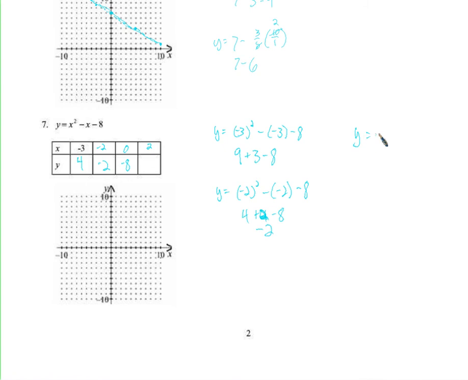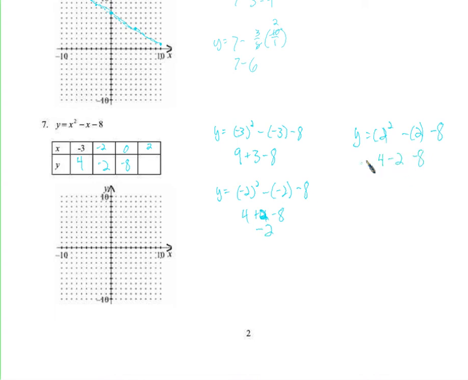And we'll do positive 2. 2 squared minus 2 minus 8. Now, I could put parentheses here. It's just from my experience, I've done this about 80 billion times, and I know that whether I put parentheses around this 2 or not, it's not going to make a difference. I'm going to be squaring positive 2. I'm going to multiply 2 by itself. So I'm going to get 4 minus 2 minus 8.